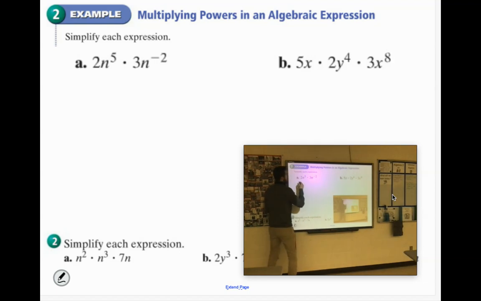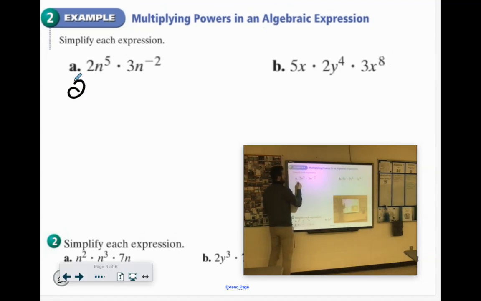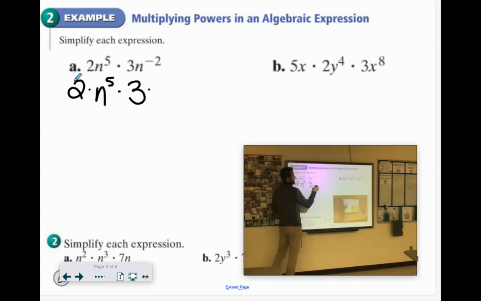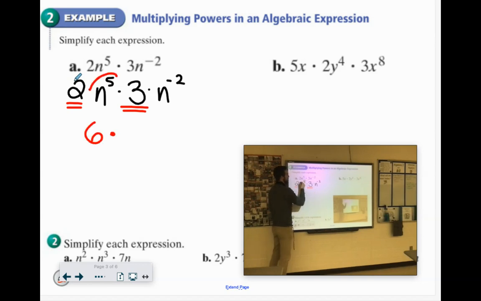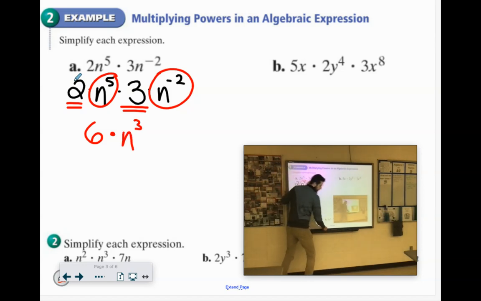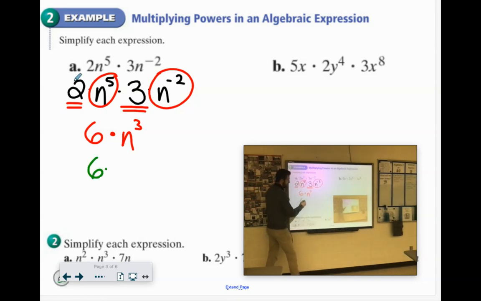2n to the fifth means 2 times n to the fifth. We're multiplying that by 3n to the second. So let's do what we can. I can do something like 2 times 3. What's 2 times 3? It's 6. And we can multiply n to the fifth times n to the second. We just add the exponents. 5 plus 2 is 7. So then we can just mush those together. 6n to the seventh. That would be our final answer.